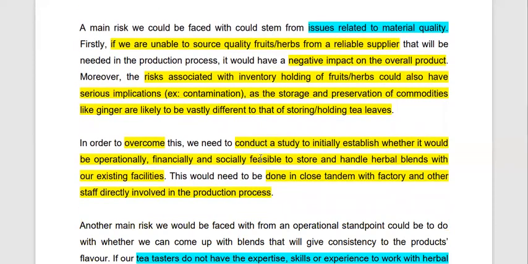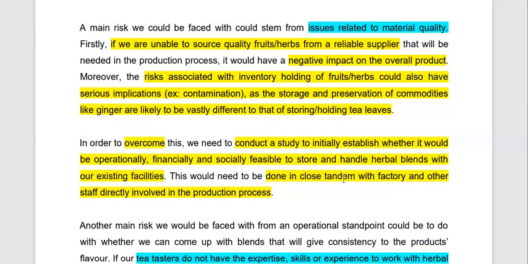So how can we overcome these issues? We have to conduct a study to initially establish whether it would be operationally, financially, and socially feasible to store and handle herbal blends within our existing facilities. So we need to figure out whether our existing facilities can be used for these types of storage. Since we are involving ourselves with fruit as well as herbs, we might have to refrigerate our warehouses, because at the moment we need not do that, because you can hold tea for long periods of time without refrigerating them. But when we are dealing with fruit and herbs, we might have to change it.